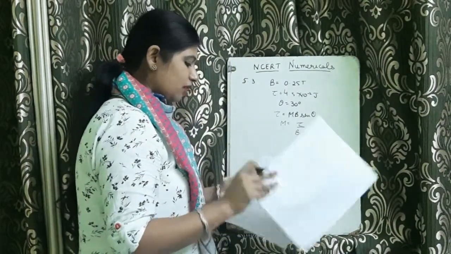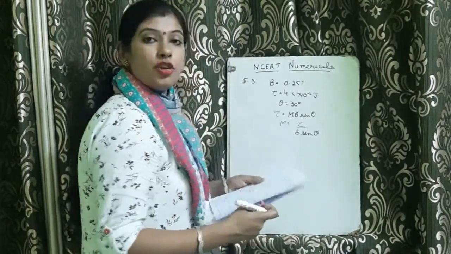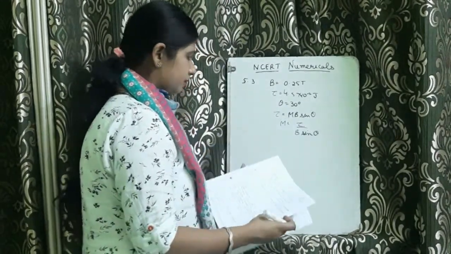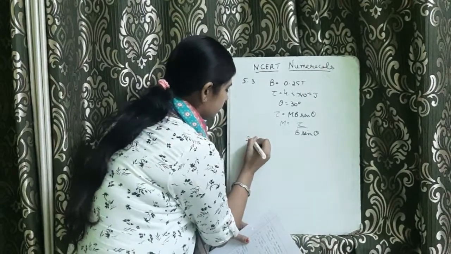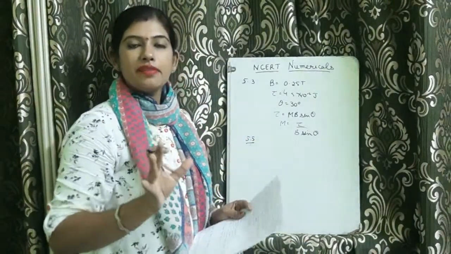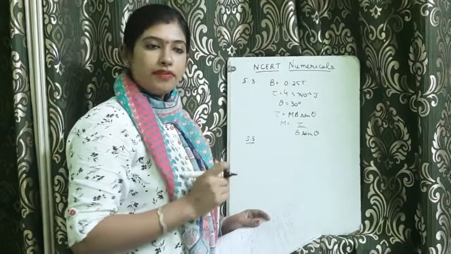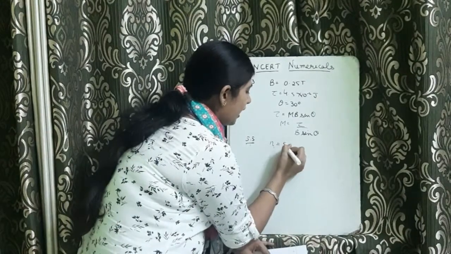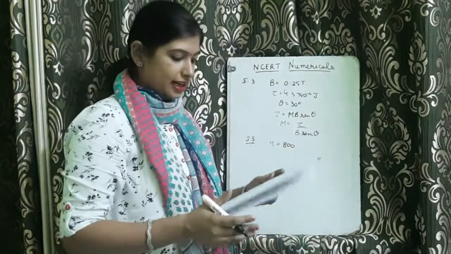Now the next question we have is numerical number 5.5. In the numerical 5.5, we have been given a solenoid. The number of turns of the solenoid is 800, that is, the value of N is given as 800.